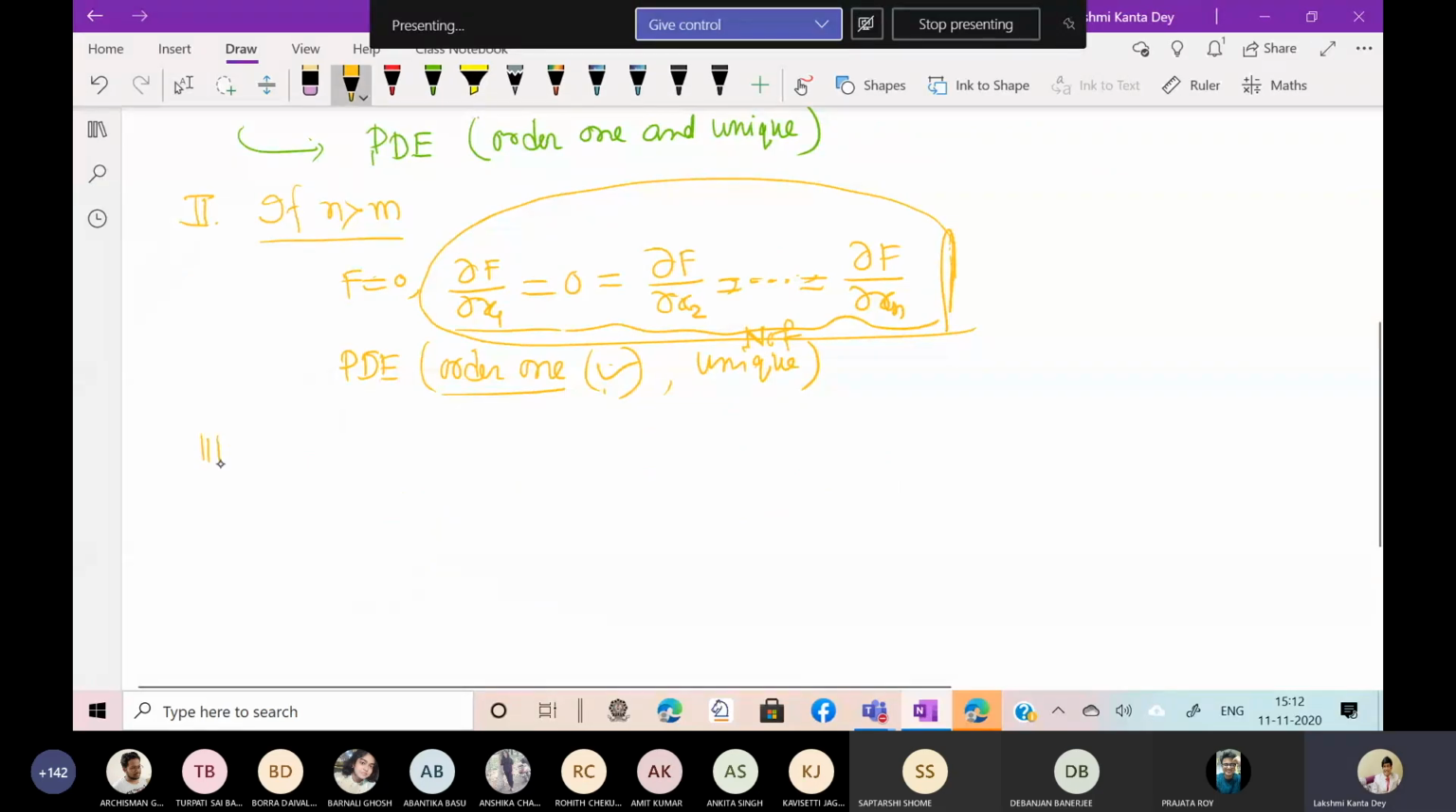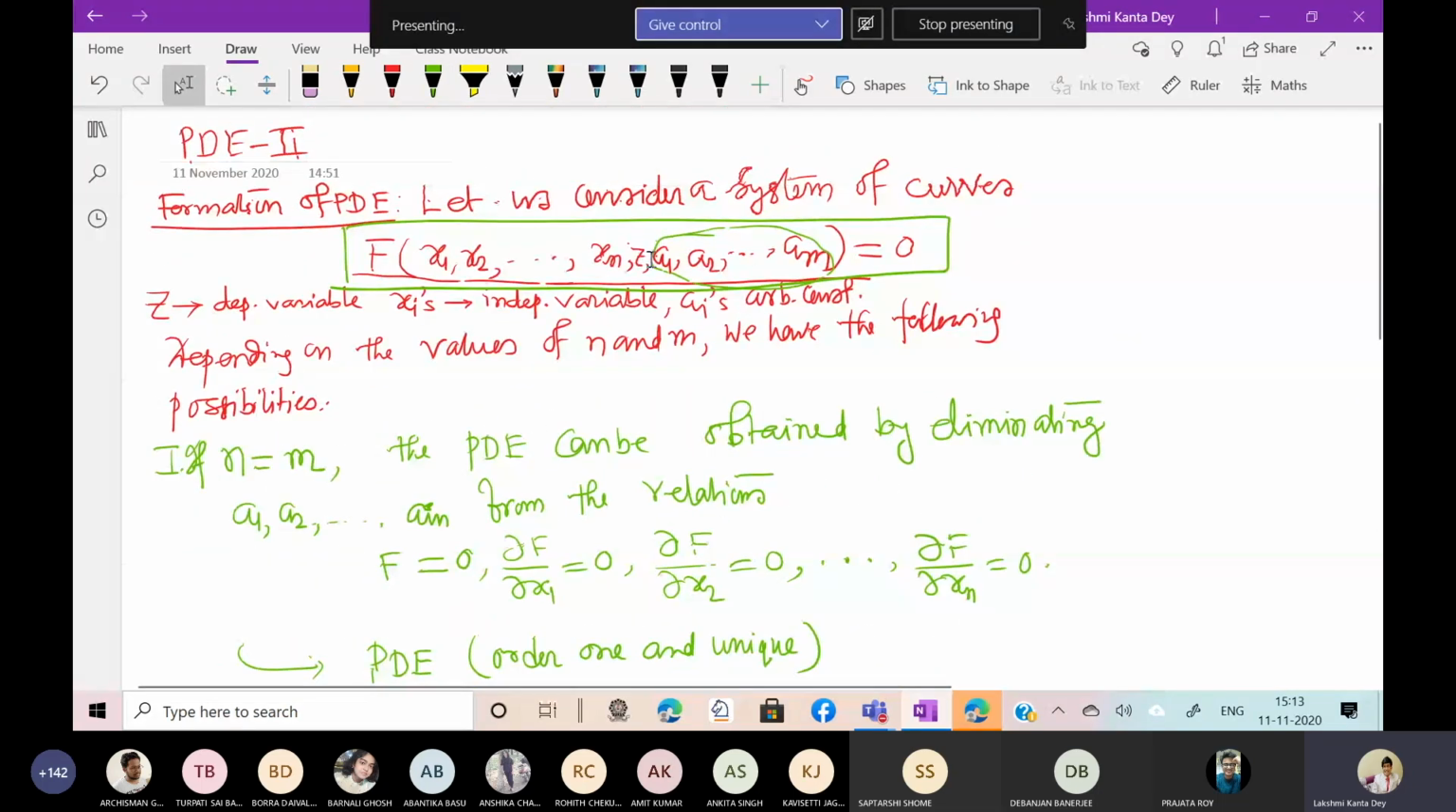Number 3 possibility: m greater than n. n is less than m, means the number of arbitrary constants is more. So in this case, what do we have to do? Again we have to eliminate arbitrary constants, that is for sure, because we are just dealing with only arbitrary constants. You see, these are arbitrary constants. These are not arbitrary functions.